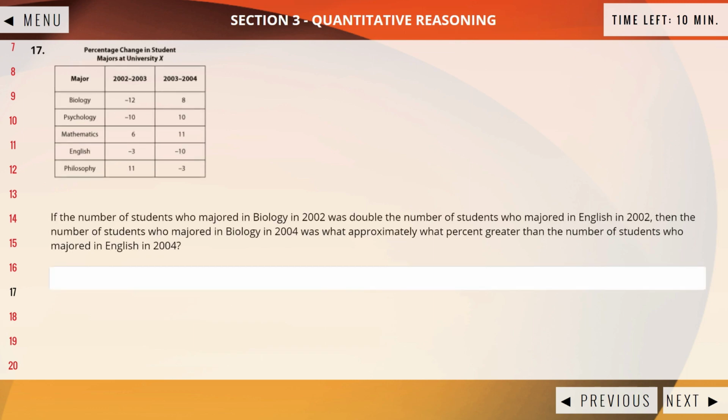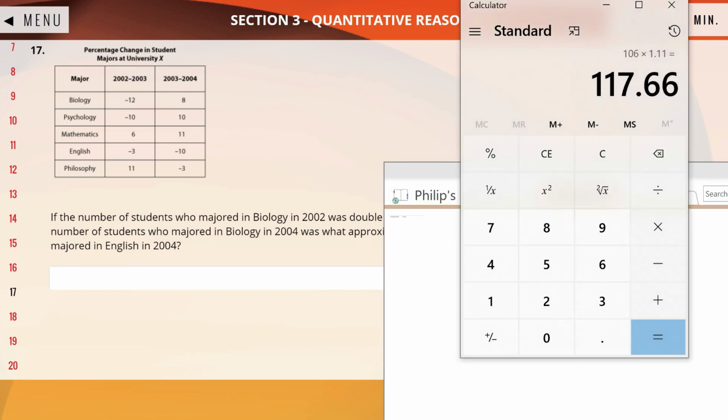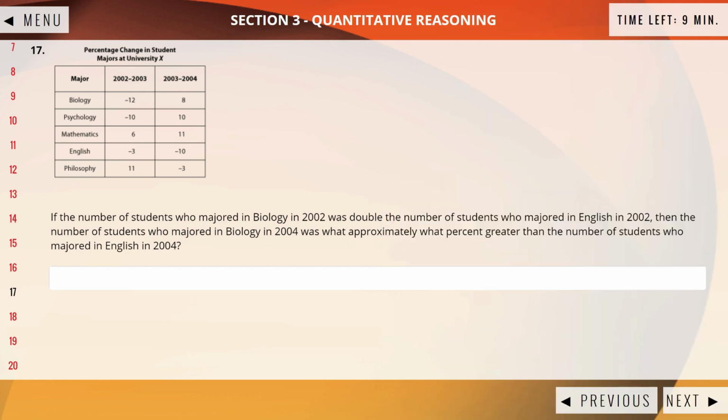If the number of students who majored in biology in 2002 was double the number of students who majored in English in 2002, the number of students who majored in biology was approximately what % greater? Definitely pick numbers here to make our lives easier. So let's say that biology was 200, which is double 100 for English. Pick nice and easy numbers. So biology 200 in 2002, English 100 in 2002.